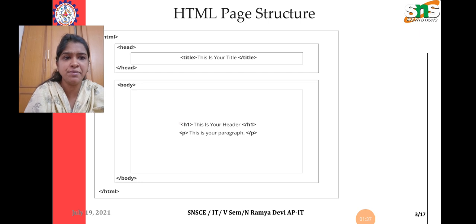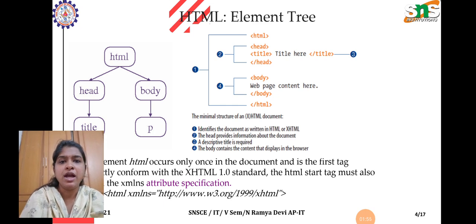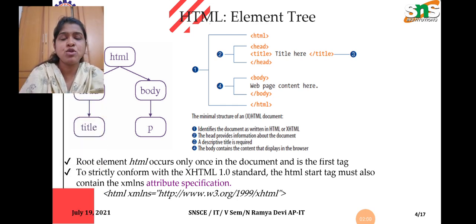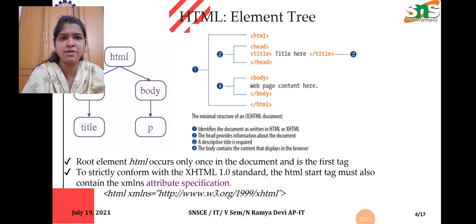And this is the HTML page structure. First you have HTML, which is the root element, which is divided into head and body. The head contains the metadata of an HTML file, and the body contains the actual content of the web page to be developed. The head contains the title and the body contains the paragraph element. The root element HTML occurs only once in the document and is the first tag. To strictly conform with the XHTML 1.0 standard, the HTML start tag must also contain the XMLNS attribute specification.